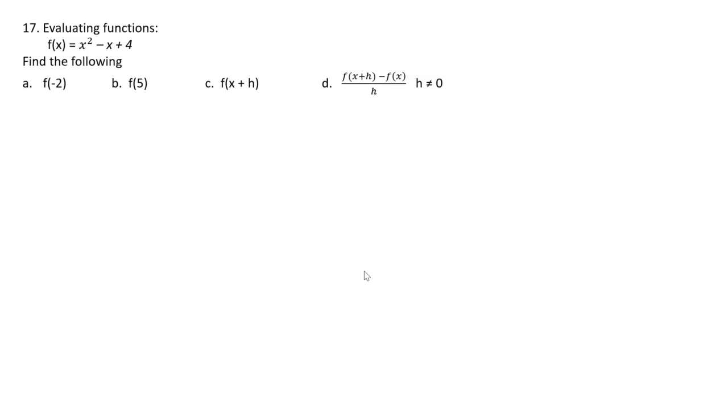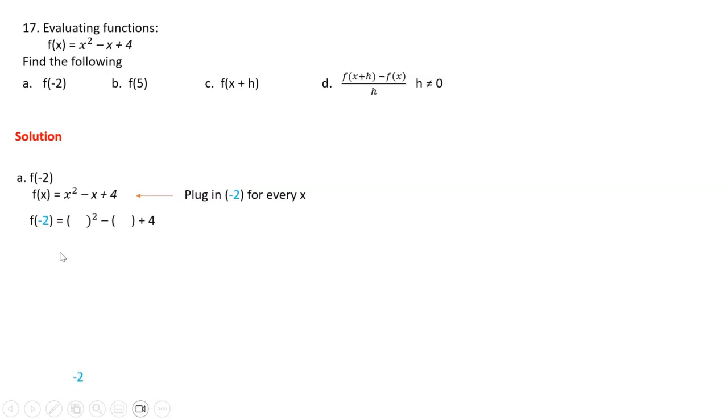Now for number 17, it says to evaluate. So we're going to evaluate the function x squared minus x plus 4. We're going to evaluate it at negative 2, at 5, and at x plus h, and this is called the difference quotient. Okay. So let's do part a. For part a, it just means to plug in negative 2 for every x. This will give us 4 plus 2 plus 4, which will give us 10. So f of negative 2 is 10. This means when x is negative 2, y is 10.